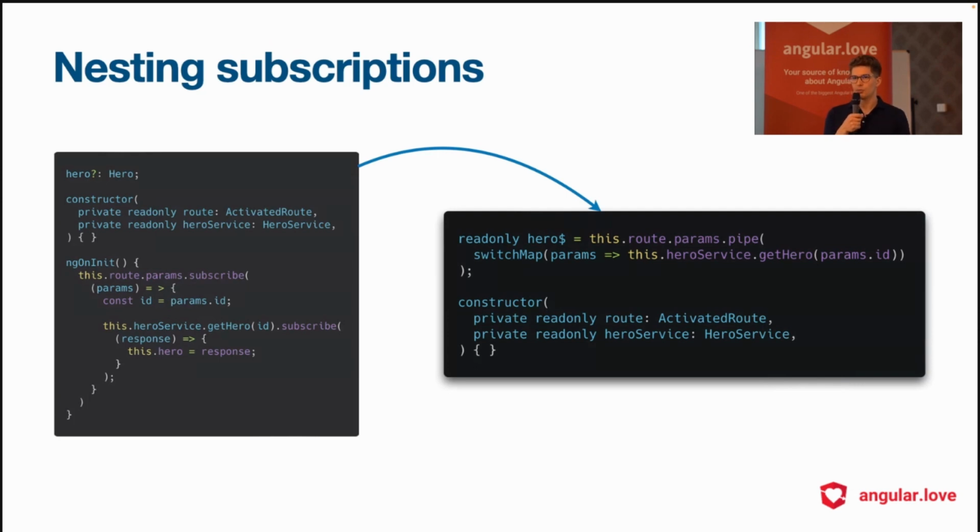These flattening operators are, for example, switchMap, mergeMap, concatMap, exhaustMap. They all differ in the way of handling the value when a new value arrives, but basically they all do pretty much the same thing. Depending on your use case, you may need to use a different one. In here, I'm using switchMap because I only care about the lastly emitted ID.